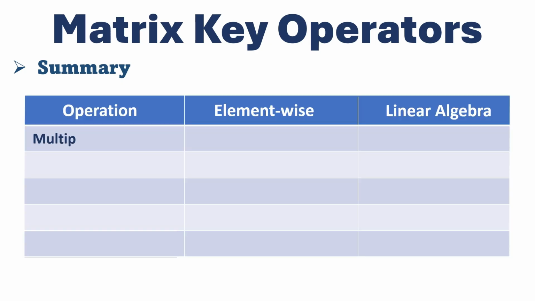Now it's time to summarize all the key matrix operations. So let's do the summary here and see how it works. You will get all the operations, how they work element-wise, and how they work in linear algebra, in table form. So here is the table.